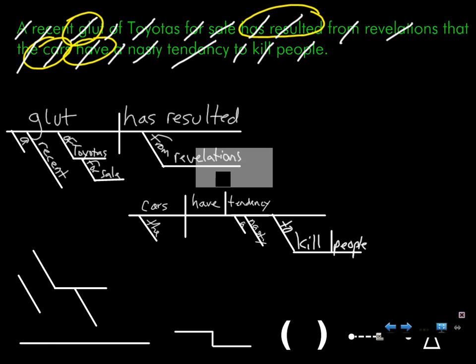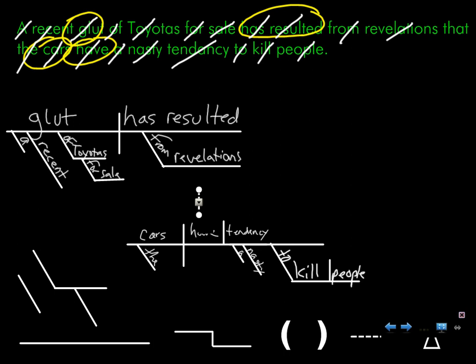so probably attached it at the verb. Does it matter where it's attached to? Let's think about it. Wait, why is it a dot? Because this is a conjunction. Or not a conjunction, but this is a connecting word. The word that connects these two. What is being connected to revelations? Which revelations? Cars or them having? Them having. So I would connect it to have as the most crucial word there. And there's your diagram sentence.